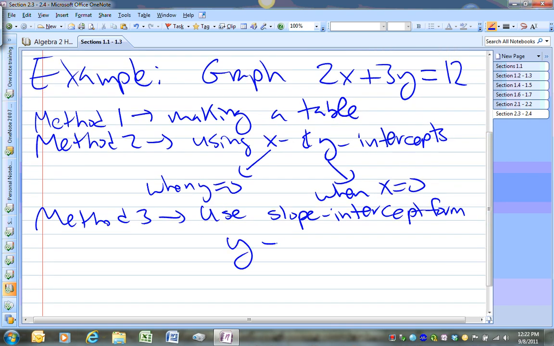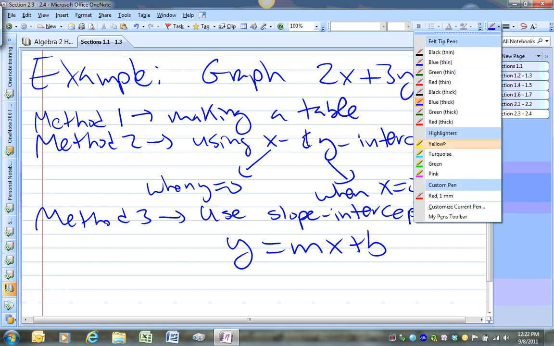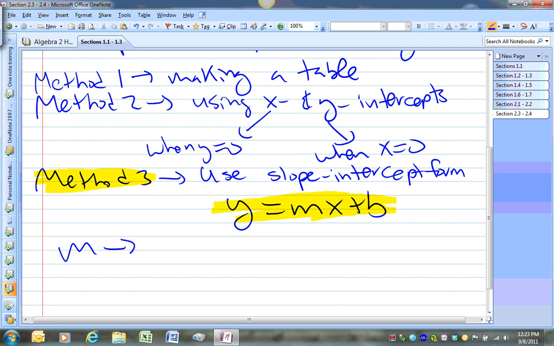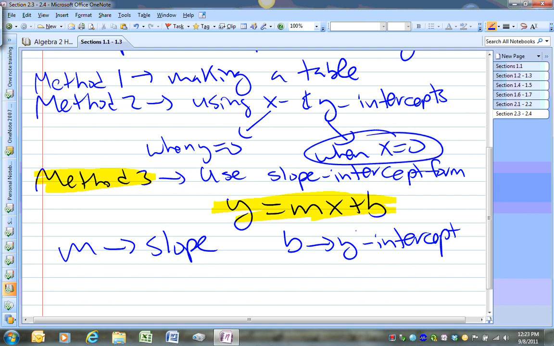Slope-intercept form is the following: y equals mx plus b. So this is what I prefer. M represents slope, which we talked about in section 2.2. B represents y-intercept, which I already defined right here. It's when x equals 0, or when the line crosses the y-axis.